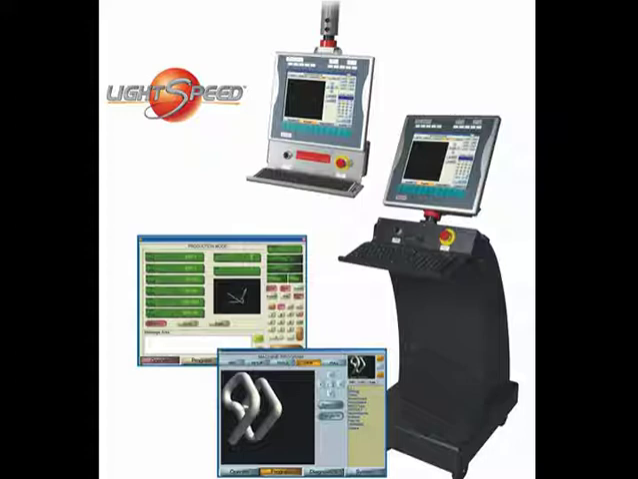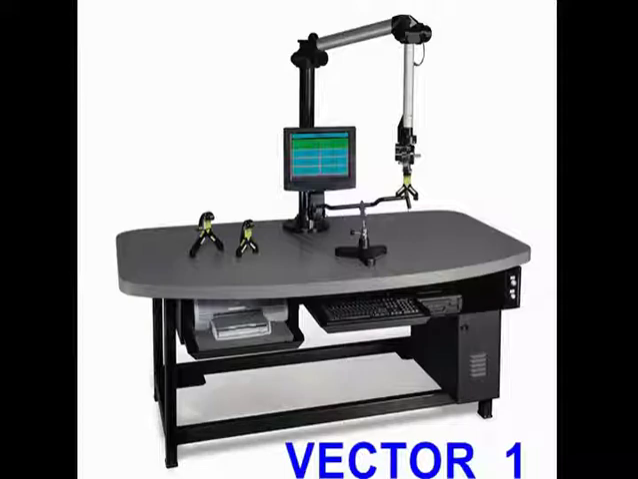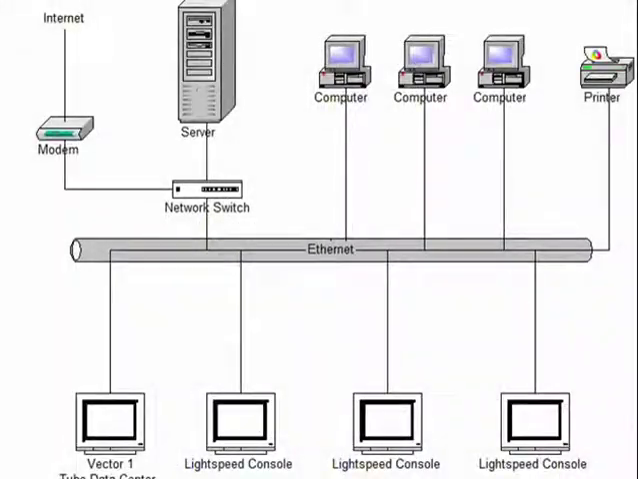The LightSpeed control is capable of network communication via the Windows operating system for bidirectional communication with Eaton Leonard's Vector 1 tube data center for closed-loop bend data correction and inspection. This also allows connection to facility network for remote storage of part data and bend programs.